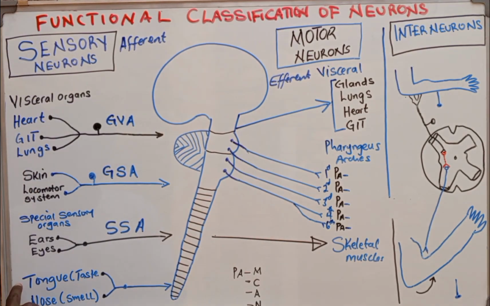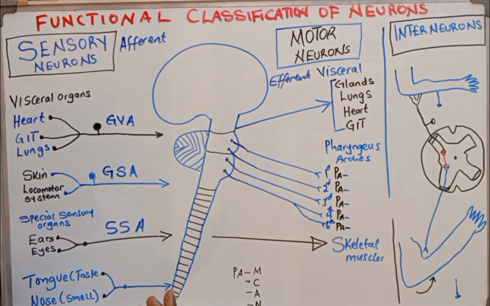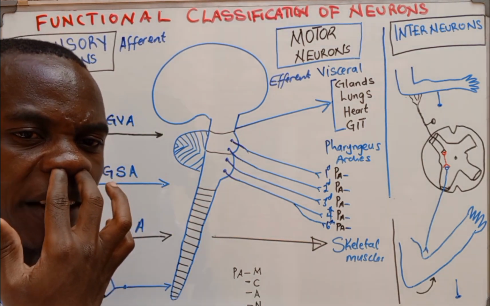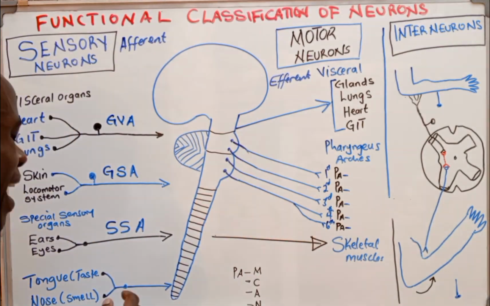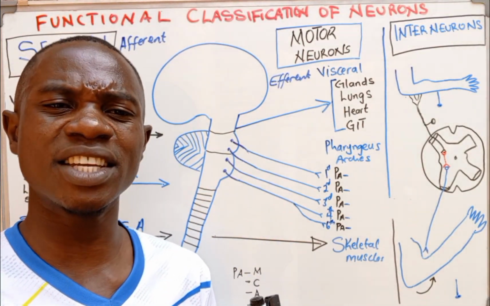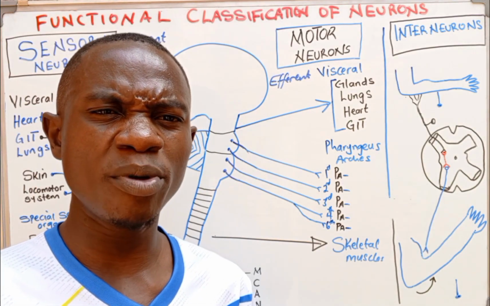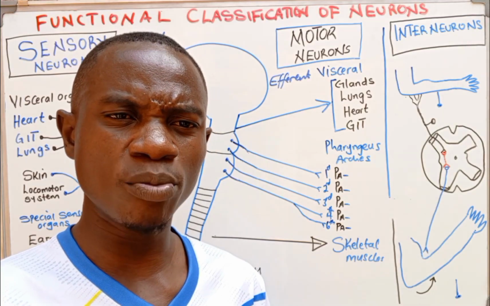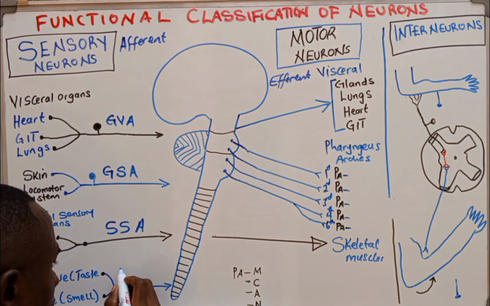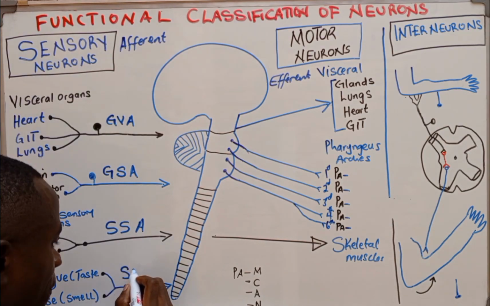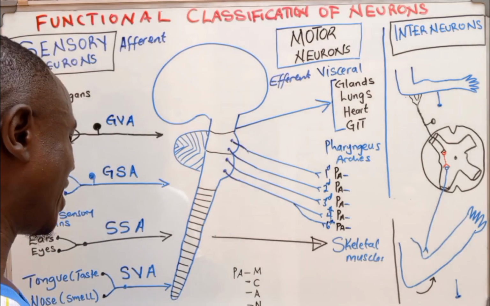Now again, looking at some of those sensory fibers that are going to be picking information from the roof of the nasal cavity, that's generally around the olfactory epithelium, and then also on the tongue, taking the sensation of taste. These ones are also going to be slightly special, but they are going to be more of visceral. So for that reason, we are going to be calling them special visceral afferent neuron fibers. It's such a beautiful thing.